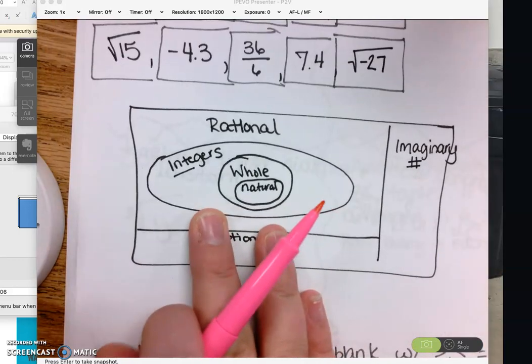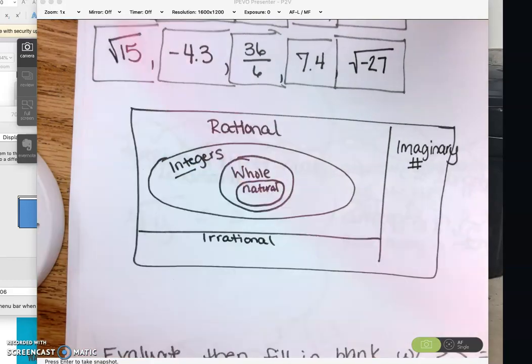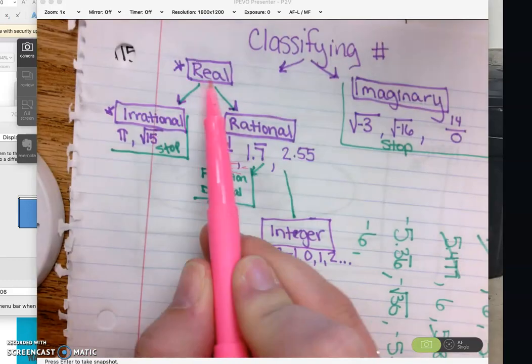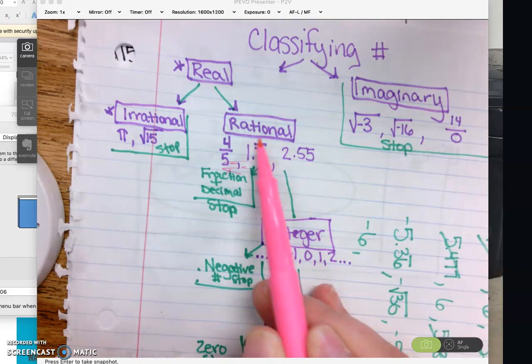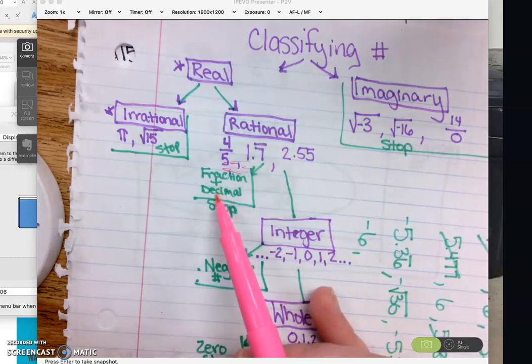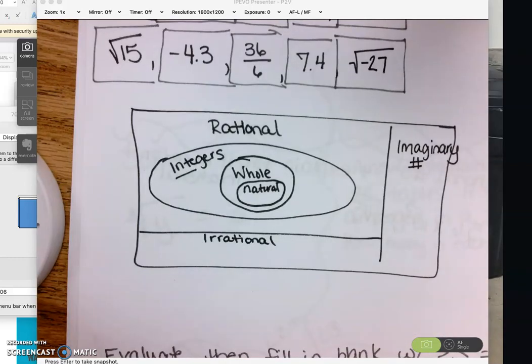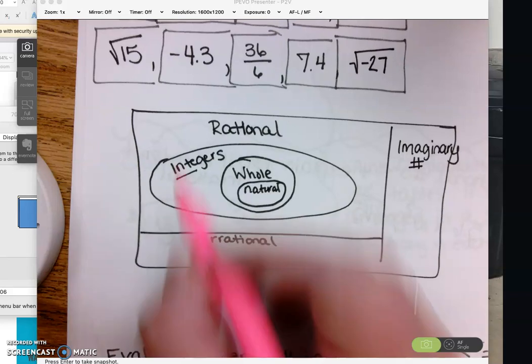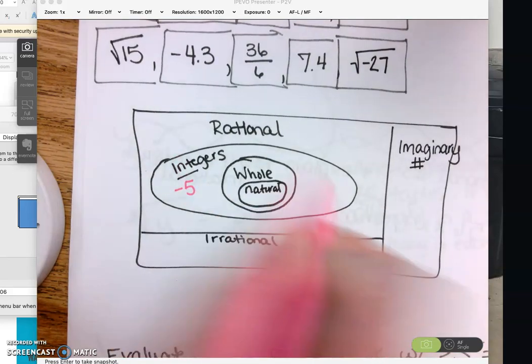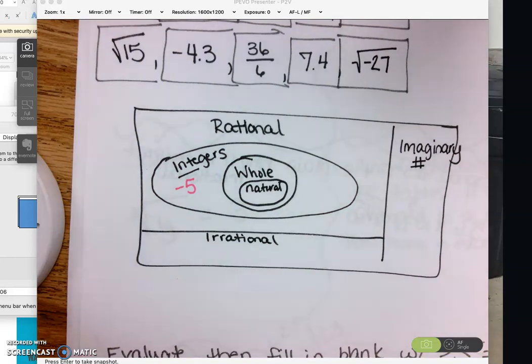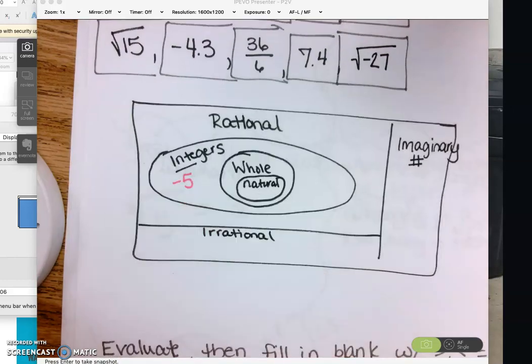So if it goes all the way down to whole number, you're going to put it in there as whole number. So -5 would be, we would go, it's real, right? It's also rational. Remember, if it's a fraction or a decimal, we stop. Is -5 a fraction or a decimal? No, so we continue. It's an integer. Is it a negative? Yes, so we stop. So it would go all the way into whole or integer. So we're going to put that in this circle, where it includes that. All the circles include everything else inside of them, or I mean below it.